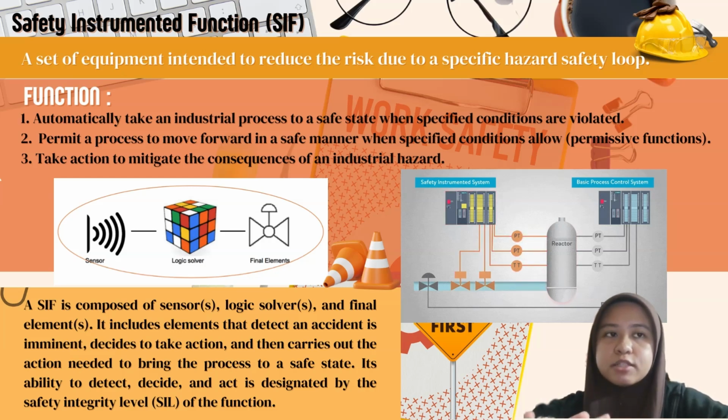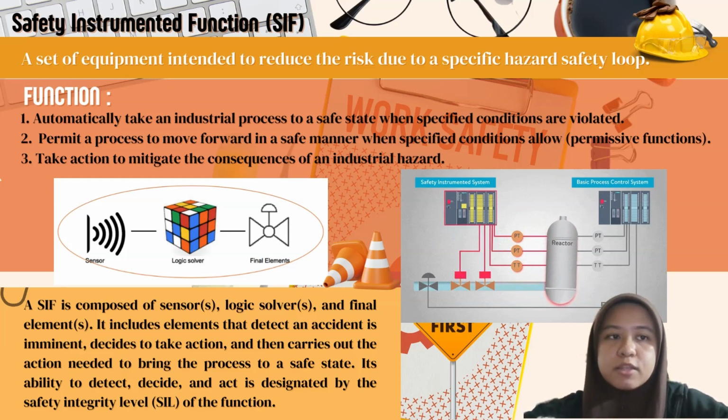The second one is the safety instrumented function. Safety instrumented function is a set of equipment intended to reduce the risk due to a specific hazard, a safety loop. The function of safety instrumented function is, first, to automatically take an industrial process to a safe state when specified conditions are violated. Second, to permit a process to move forward in a safe manner when specified conditions allow, a permissive function.